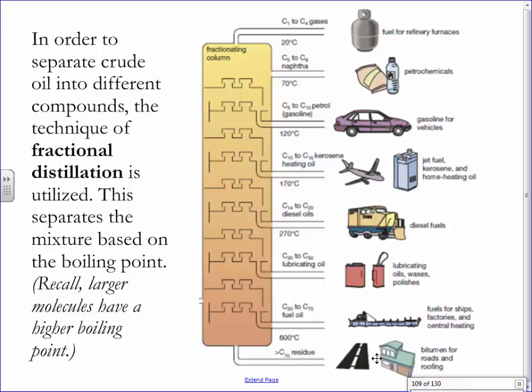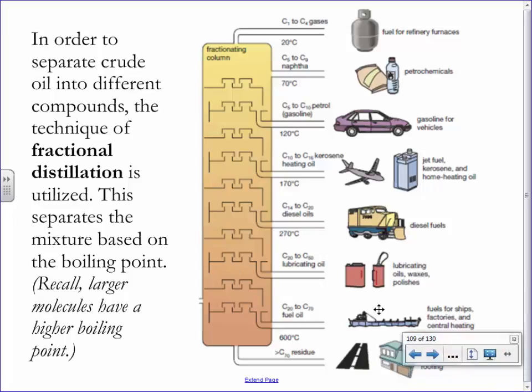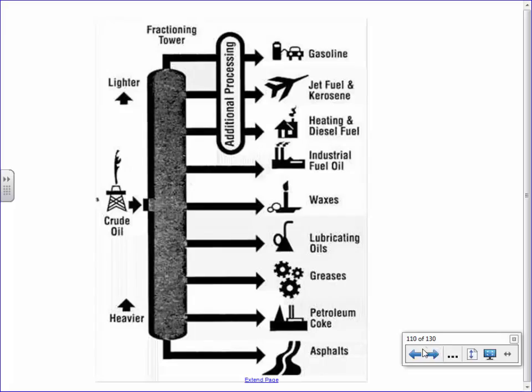We actually use those to make roofing tar or to make asphalt for roads. If it wasn't for the petrochemical industry, we would not have roads, because roads are actually made out of really, really heavy carbons. So, long story short, that's fractional distillation. It's all about boiling. And here's another picture of the same concept. The lighter, smaller compounds go to the top of the tower, and the heavier ones stay at the bottom.